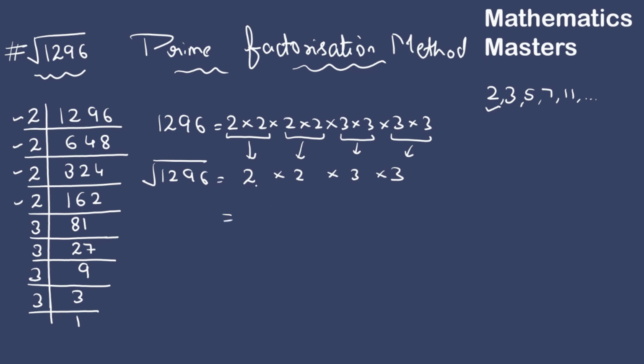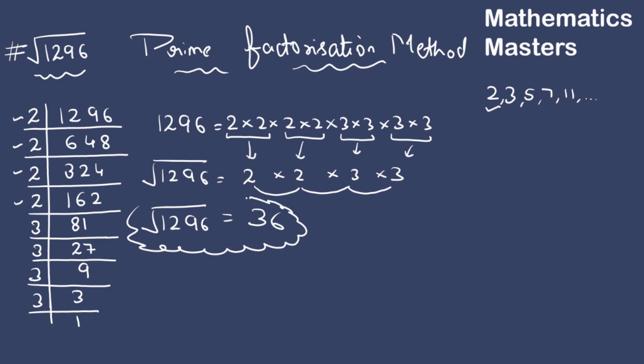So we'll multiply. 2 times 2 is 4, 4 times 3 is 12, 12 times 3 is 36. So the square root of 1296 is 36 as the answer. In this way, we can calculate the square root of a given number using the prime factorization method.